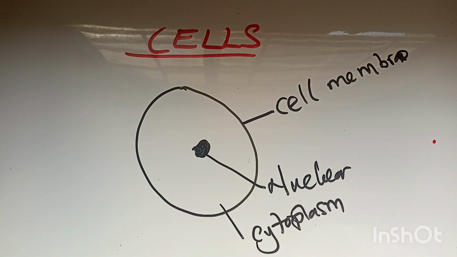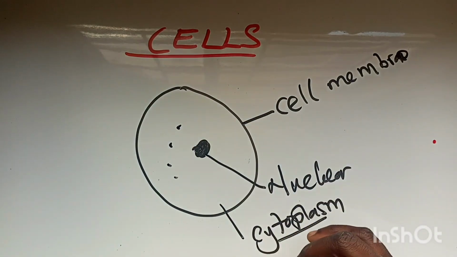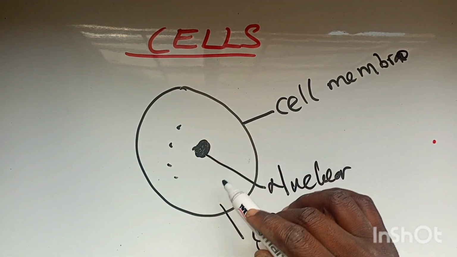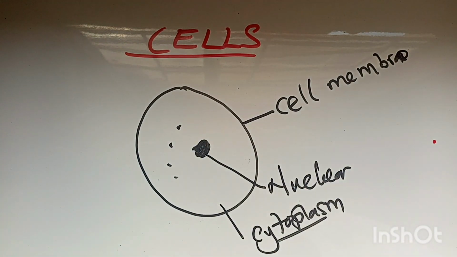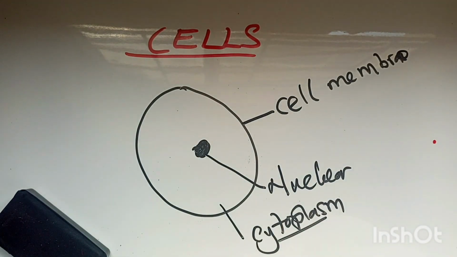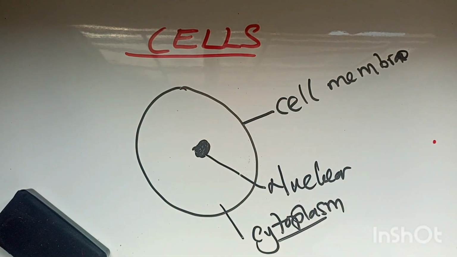So now, what are the functions of these? Let me try to explain. The cytoplasm is a jelly-like substance inside the cell membrane. I cannot draw it like this, because if I draw like this, it would mean it is not all over the cell. This cytoplasm is a gel-like structure which is found all over inside the cell membrane.